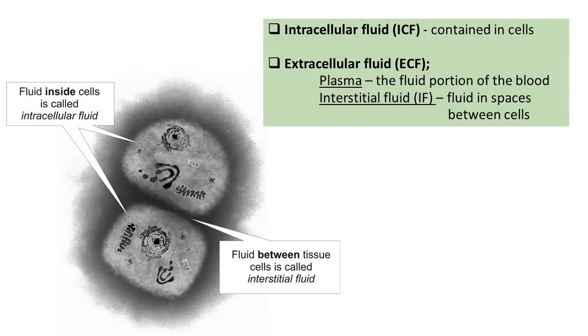Intracellular fluid, then, is the fluid found inside of cells in the intracellular compartment. Extracellular fluid, on the other hand, is the fluid found outside of cells and in between cells. When we're talking about blood, the extracellular fluid that's found outside of blood cells in blood vessels is known as plasma. And everywhere else in the body, the fluid found outside of cells and in between cells in the tissues is known as interstitial fluid.